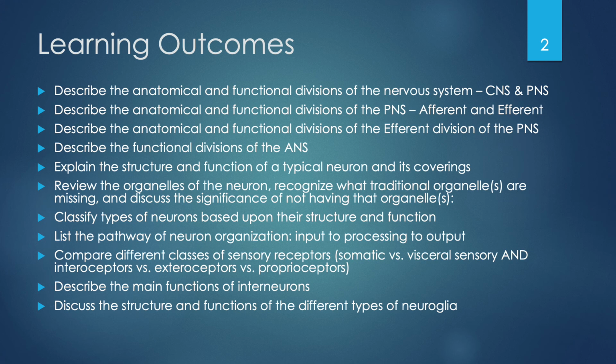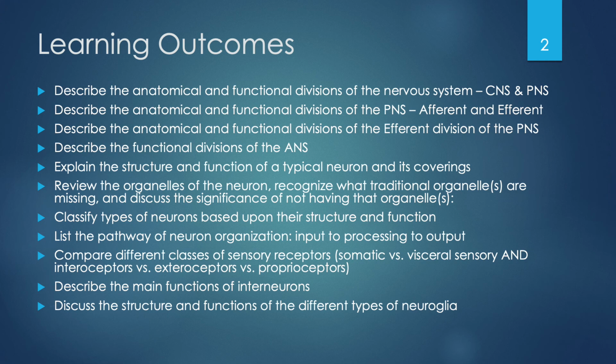to describe the anatomical and functional divisions of the afferent nervous system, and that's a specific division of the peripheral nervous system, to also describe the functional divisions of the autonomic nervous system. You'll also explain the structure and function of a typical neuron and its coverings, and review the organelles of the neuron and recognize what traditional organelles are missing, and discuss the significance of not having that particular organelle, to classify types of neurons based upon their structure as well as their function, to list the pathway of neuron organization, the input to processing to output.